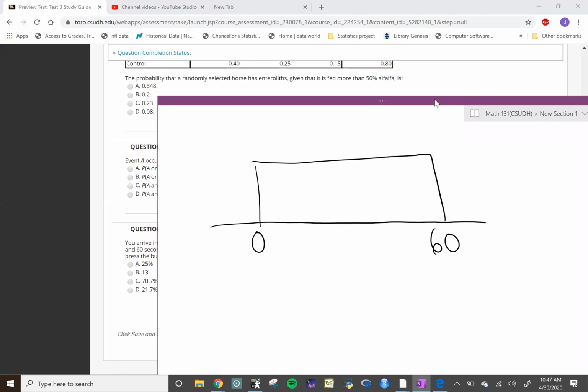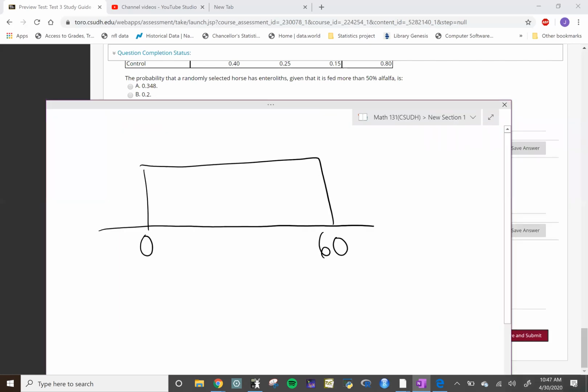All right. So up next, we're going to find the height. The height of this is 1 divided by b minus a. So that's 1 divided by 60 minus 0, which is just equal to 1 over 60. Any question? I got 1 divided by 60.